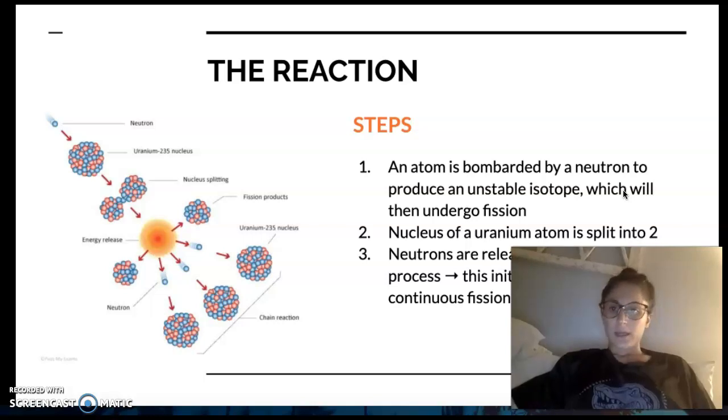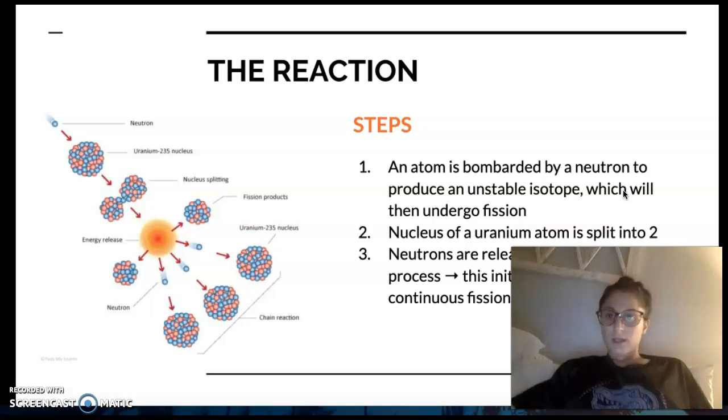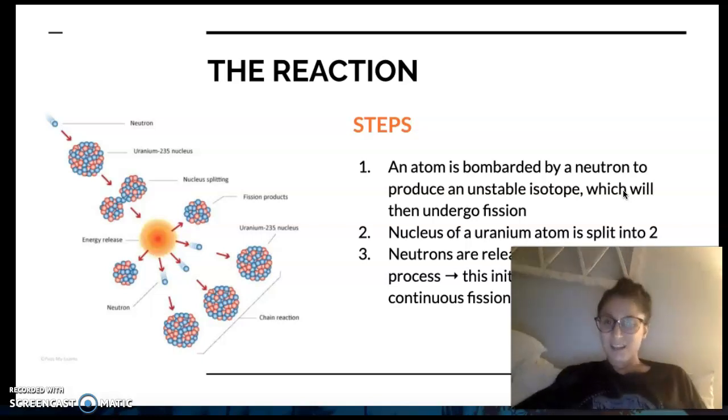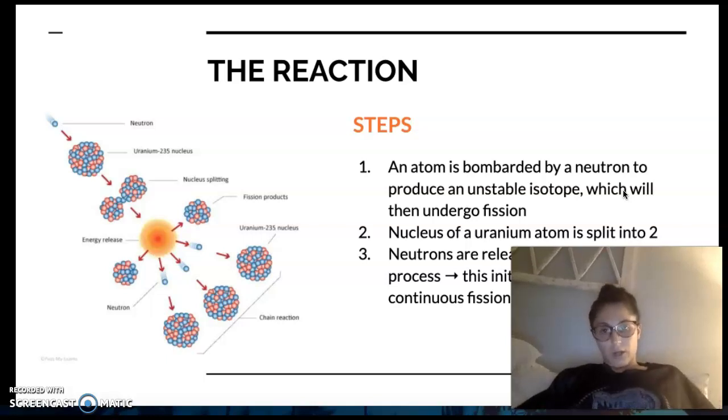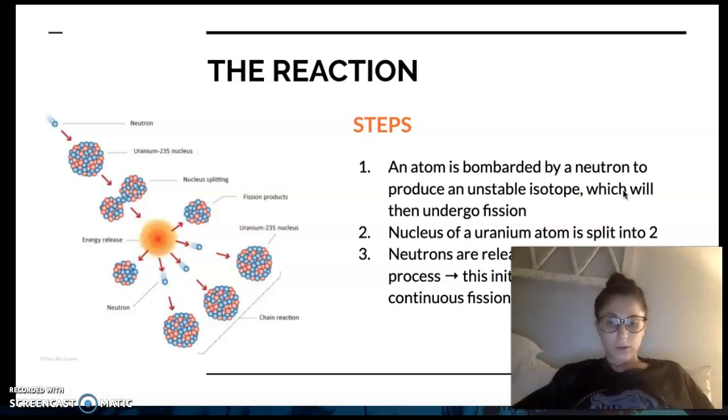And as you can see on the left, the one atom is bombarded by the neutron, which is shown furthest to the left. And as you can see, it splits into 2, and from there it splits into 3, and the products of the neutrons can be shown there as well.